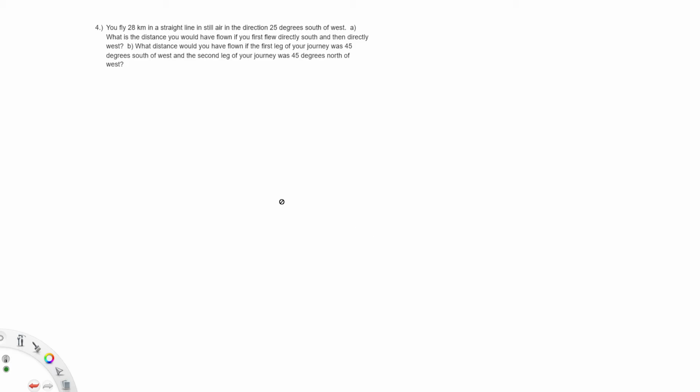Next one. Some flight. So this is a purely vector problem. So here's our coordinate axes. And let's say you hop on a plane and you fly 28 kilometers, 25, not 30, 25 degrees south of west.